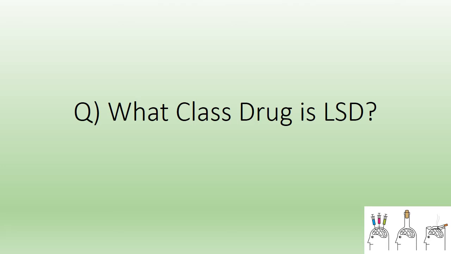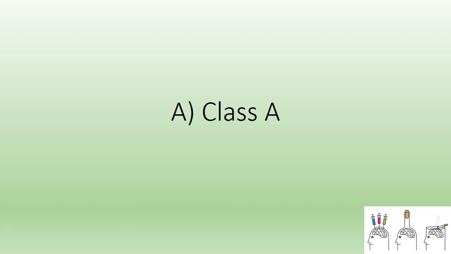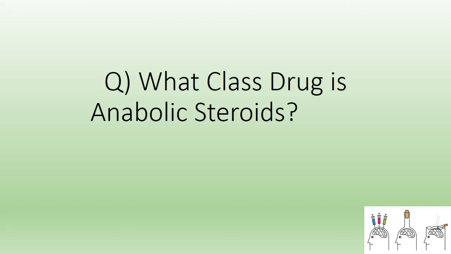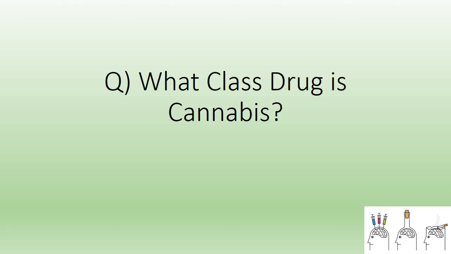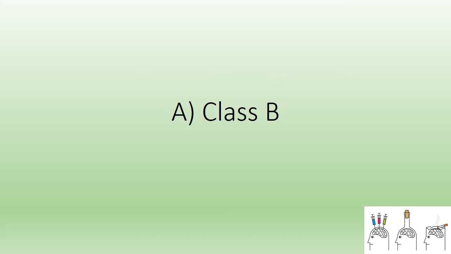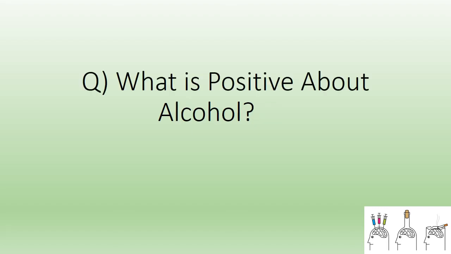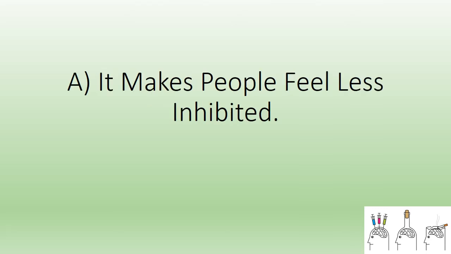Drugs, alcohol, and smoking. What class drug is LSD? Class A. What class drug is anabolic steroids? Class C. What class drug is cannabis? Class B. What is positive about alcohol? It makes people feel less inhibited.